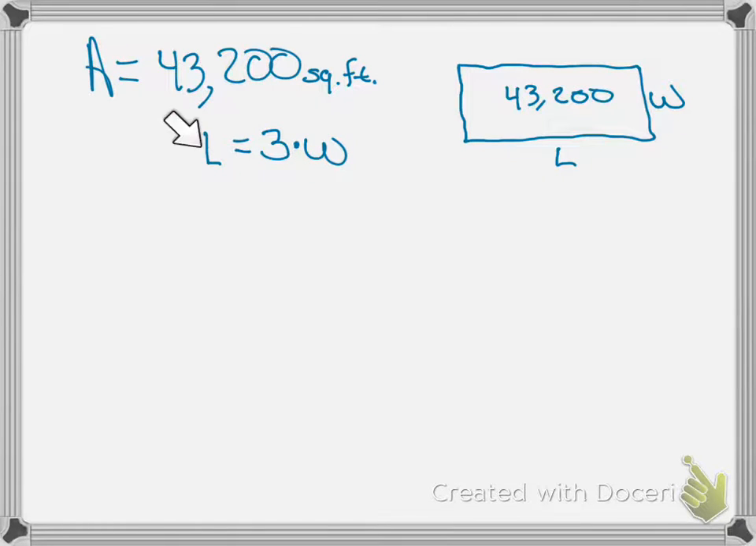Wherever I see an L, a length, I can replace it with 3 times W because they equal the same thing. Well, look here, here's a length. I know that the length is equal to 3 times W, so I'm going to take this length and replace it with 3W. So now I know that this times this is the area.